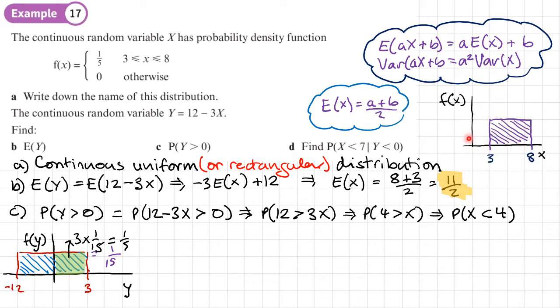Here's just a sketch of the probability distribution for x. If I want to work out a probability that's less than 4, if we drew a line here, and here's 4, and we want to work out this area here, then we've got a width of 1, in other words 4 minus 3, times the height, which we're given, which is 1/5. So it's basically 1 times 1/5. I'll write it out in full.